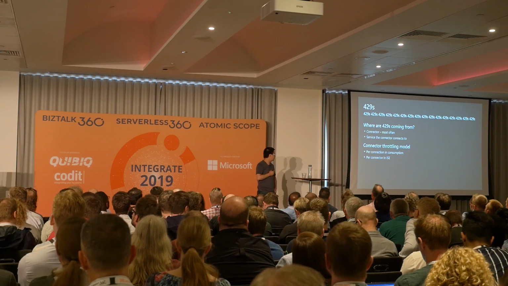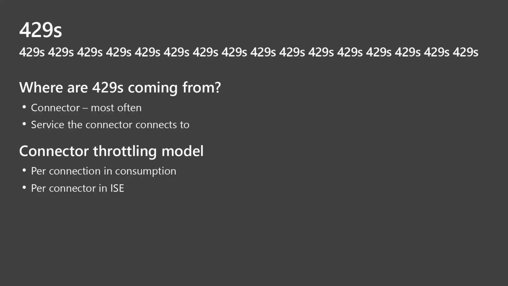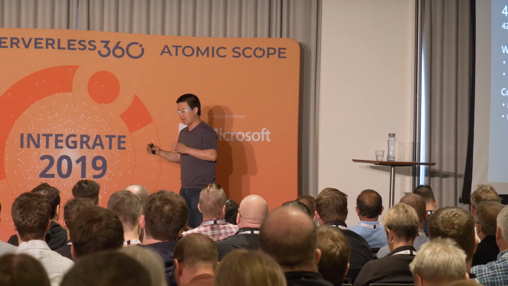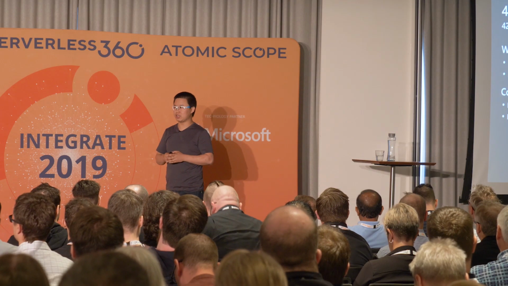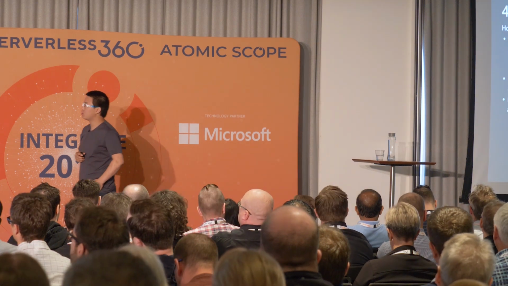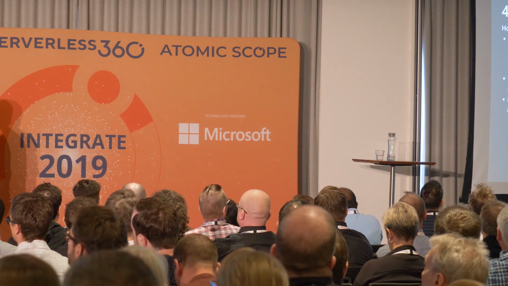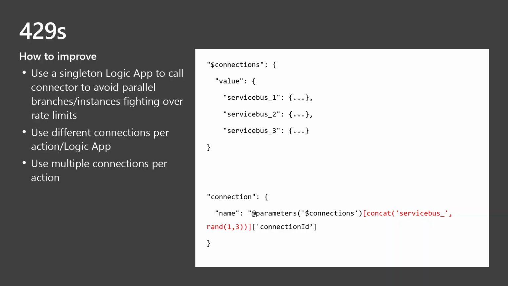Then you have to understand the connector throttling model. We have two different models. In the consumption plan, it's throttled on a connection level. And in Standard, Kevin mentioned that yesterday, it's throttled on a connector level. Right? So the connector is the service that you're connecting to, and the connection contains your credentials and stuff. So how can we improve if you are running into problems and you are seeing 429s?